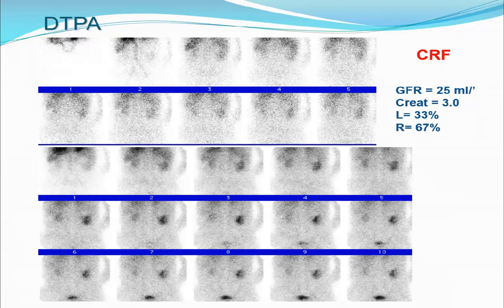So the main differentiating point between acute and chronic renal failure is the perfusion phase. Perfusion in acute renal failure is mildly reduced or preserved. However, it is markedly reduced in chronic renal failure.